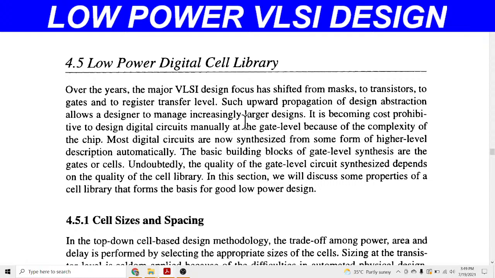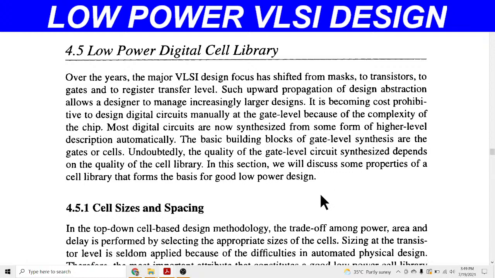So to minimize this power dissipation and this complexity, what we will do is make a simple library, and in that library we implement several cells. We form different cell structures. And when we need to design digital circuitry, we only need to call that particular library at that time.